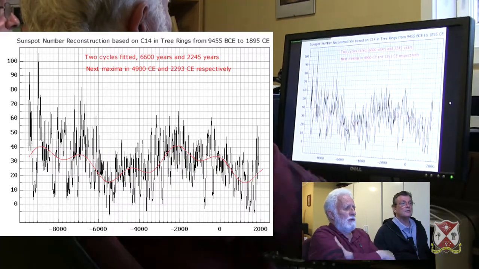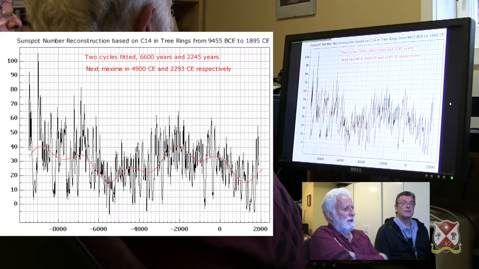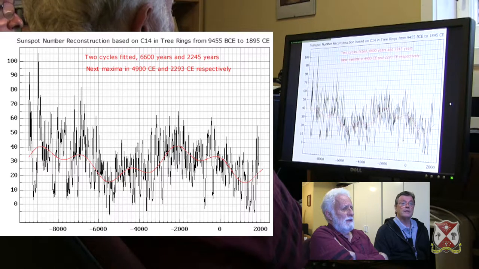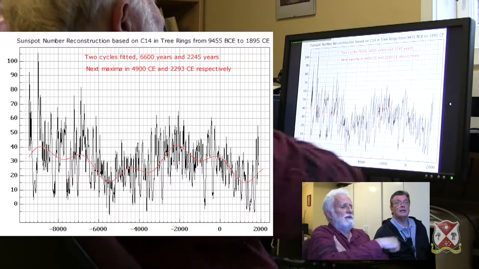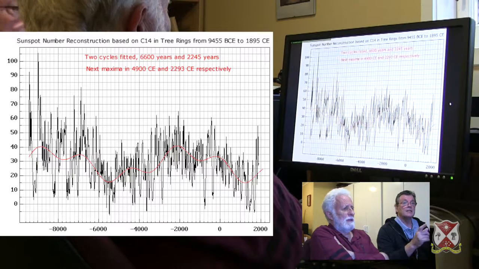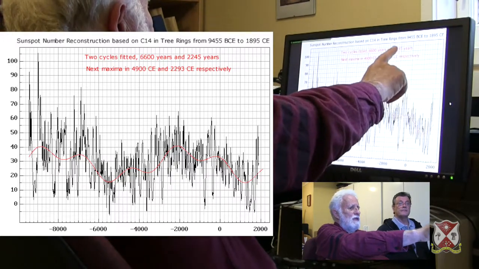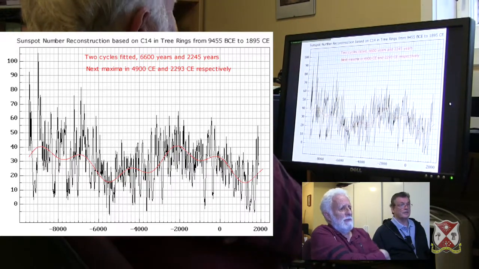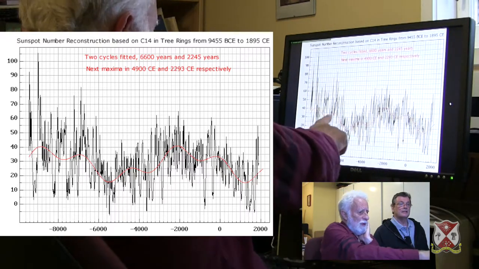Let me just note what the chart is that we have up right now, which is the sunspot number reconstruction based on carbon 14 and tree rings from 9,455 BCE to 1895 CE. And you've got two cycles fitted, 6,600 years and 2,245 years. I've said to you that there's usually a 2,300-year cycle. Well, that's close to that, given that we've only got three cycles or so in there. Well, no, we've got more, about five.